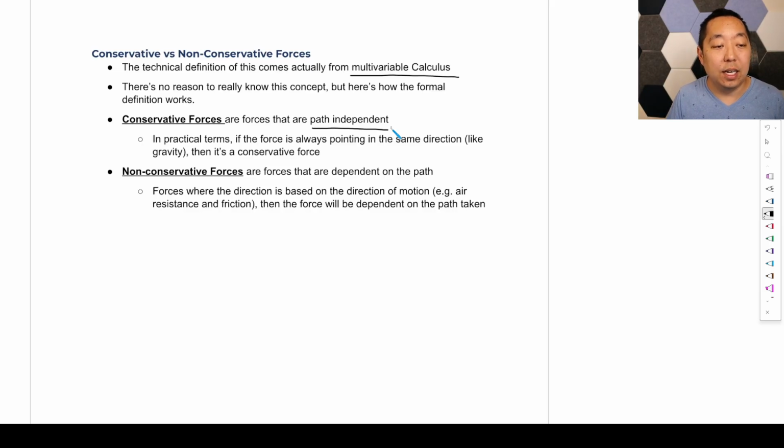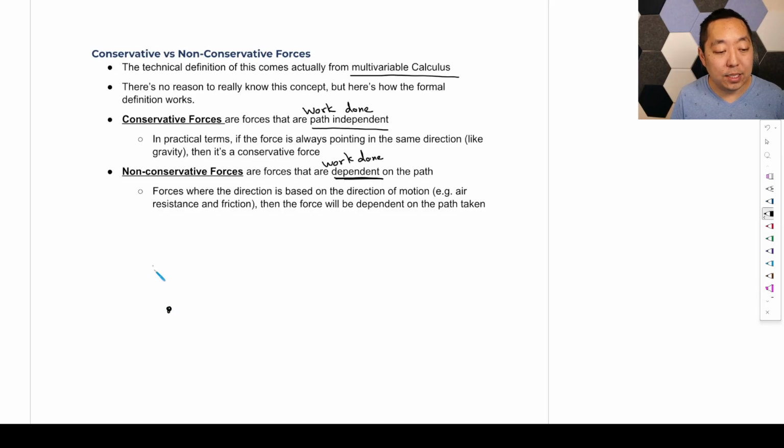That means the force is always pointing in the same direction, like gravity. Conservative forces are where the work done is path independent. Non-conservative forces are where the work done is dependent on the path that it takes. And so why would the path matter? Okay, in practical terms, for a conservative force that's always pointing in the same direction, like gravity, then it's a conservative force.